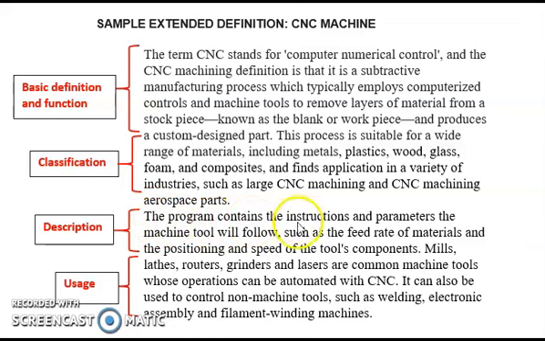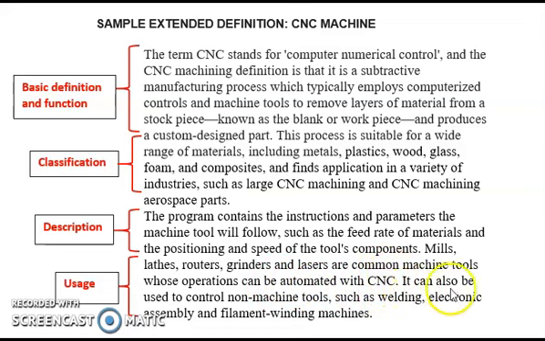The program contains the instructions and parameters the machine tool will follow, such as the feed rate of materials and the positioning and speed of the tool's components. Mills, lathes, rotors, grinders, and lasers are common machine tools whose operations can be automated with CNC. So this is the first usage that's mentioned here. So normal machineries are given programming information inside, and it becomes automated. That is the specialty of CNC. That's the first usage given here.